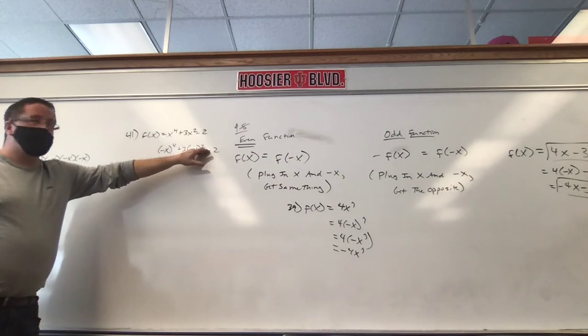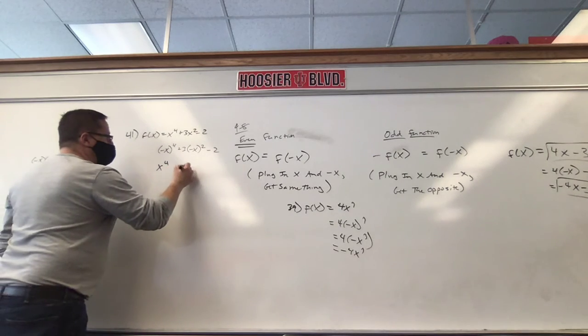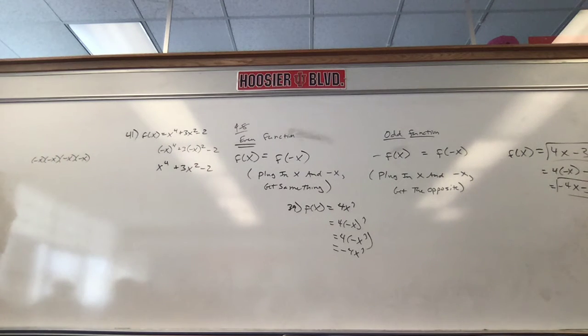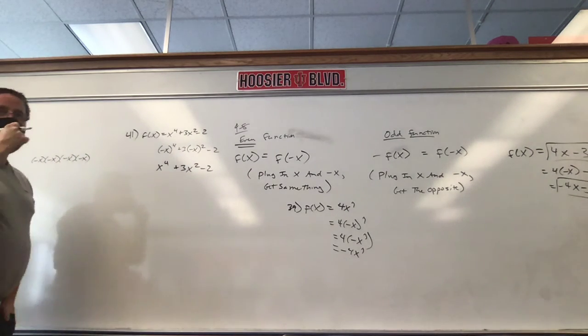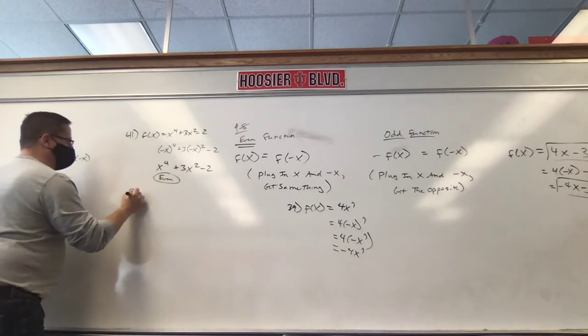What's negative x squared? Positive x squared. Positive x squared times 3 is 3x squared. Was it indeed even? Yeah. Why? It's the same. It's an even function. It stays the same.